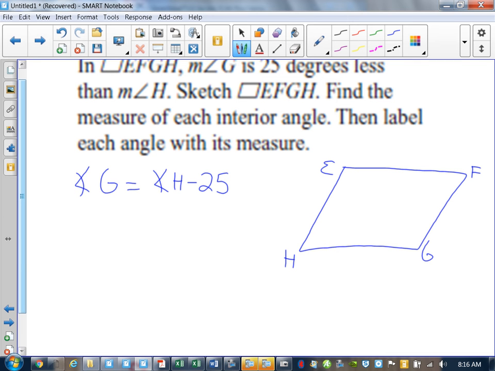Now you have to figure out, what do you do with that? What can you say about the relationship between angles G and H because there are parallelograms? Very good, they're supplementary. So what does H plus G have to equal? 180.